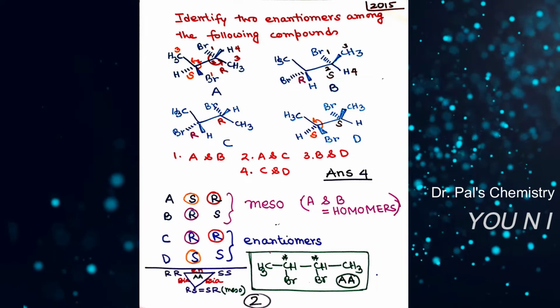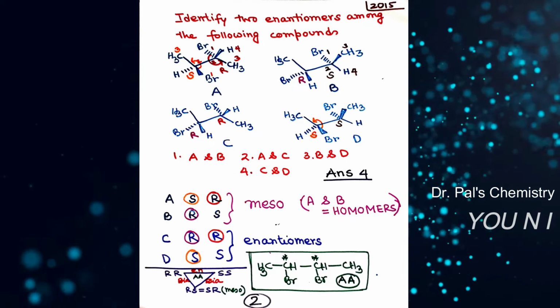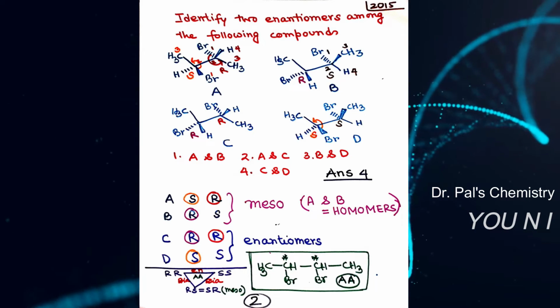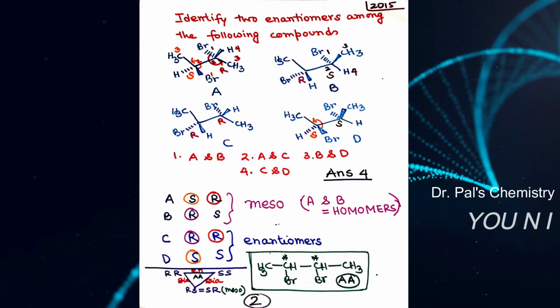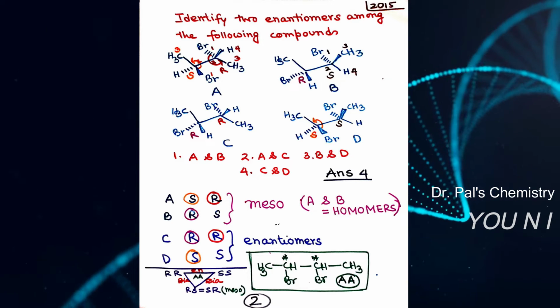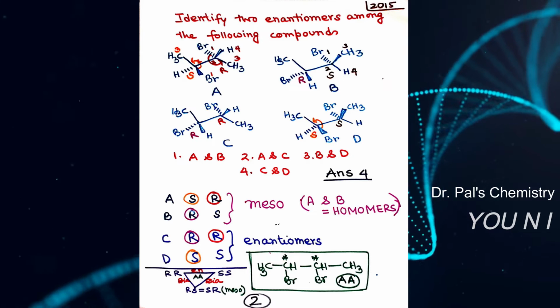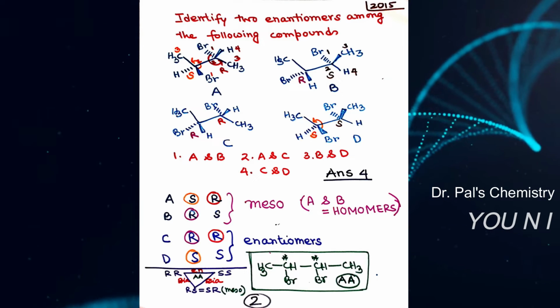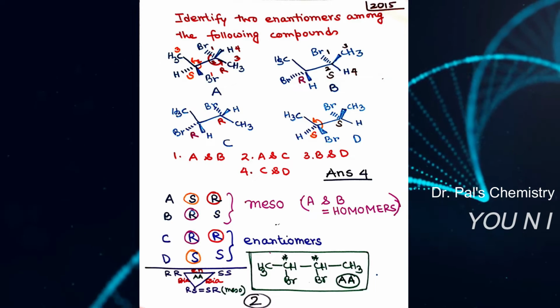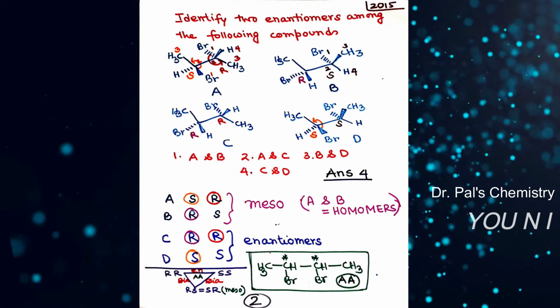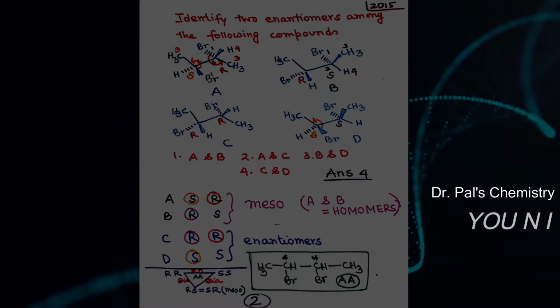Now coming to the C, the two centers have the absolute configuration RR, and coming to the D, those two are SS. So one is RR, another one is SS. So these two are the only pair of enantiomers. Hence our final answer is the fourth option, because there they have given the C and D. So C and D are the pair of enantiomers. A and B, they are the homomers. A, C, B and D, they are the diastereomers.